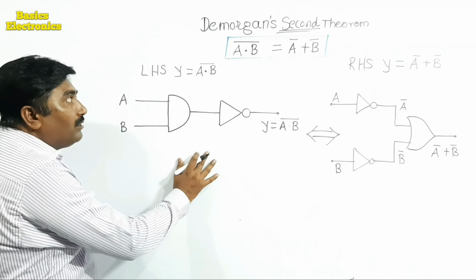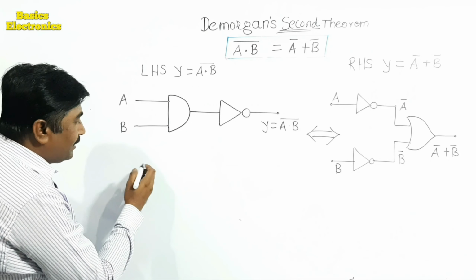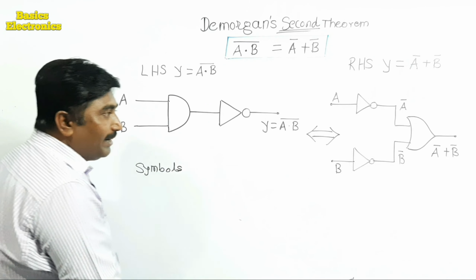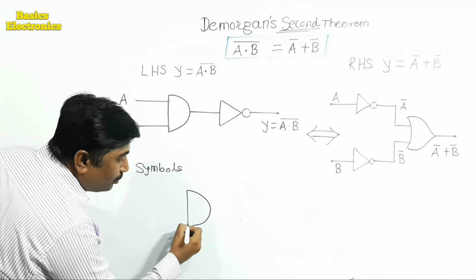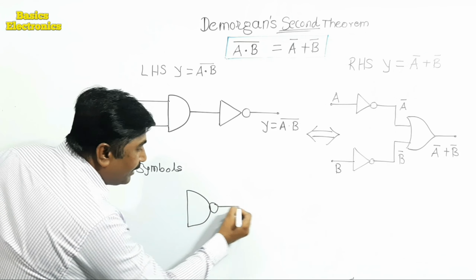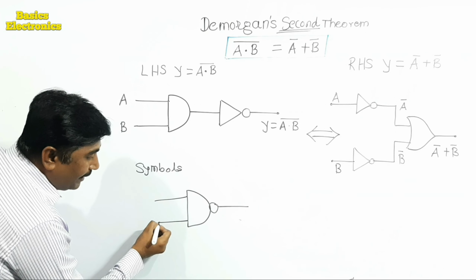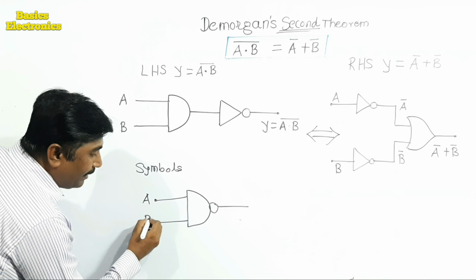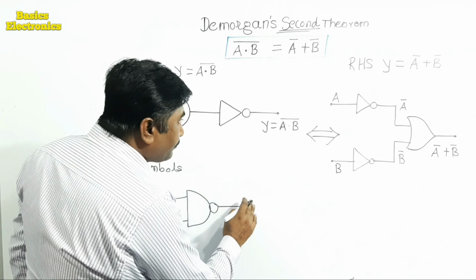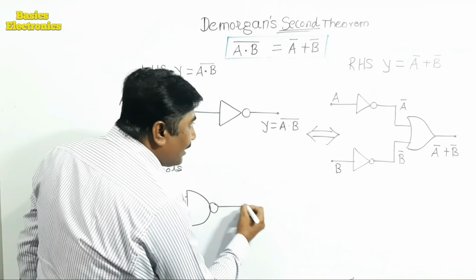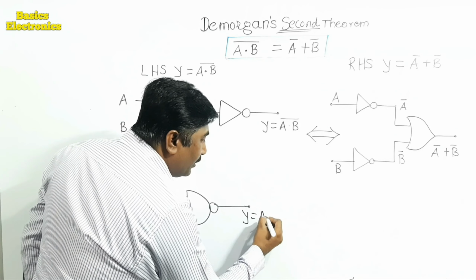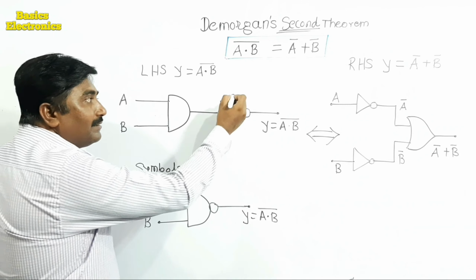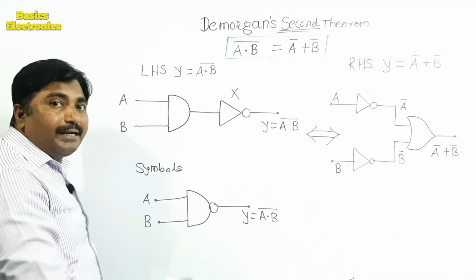So we drew the logical diagrams. After that, we have to draw the symbols of both the gates. The symbol for the NAND gate is very well known to all of you. Here is the symbol for the NAND gate. The two inputs are A and B, and the output is Y equals A dot B complement. In this symbol we replace the NOT gate by using only the bubble.